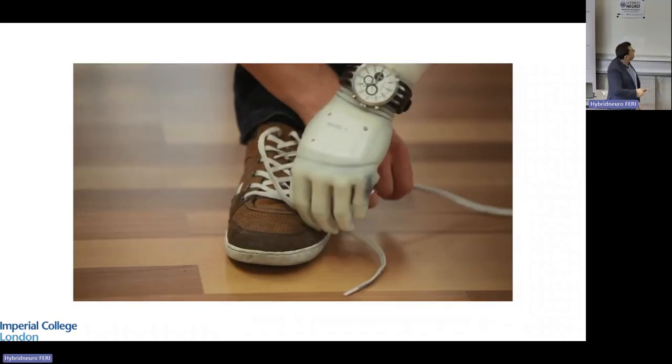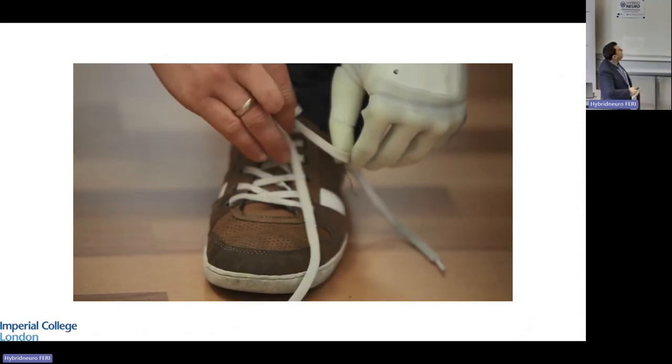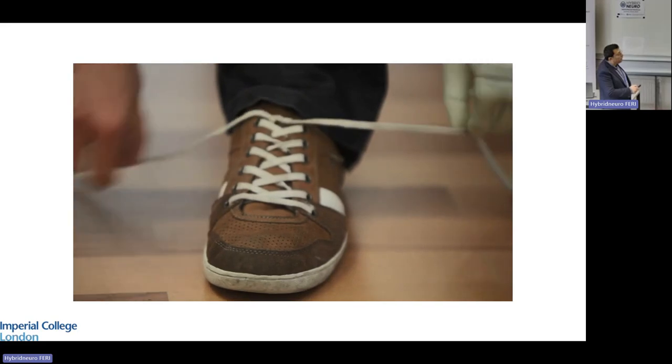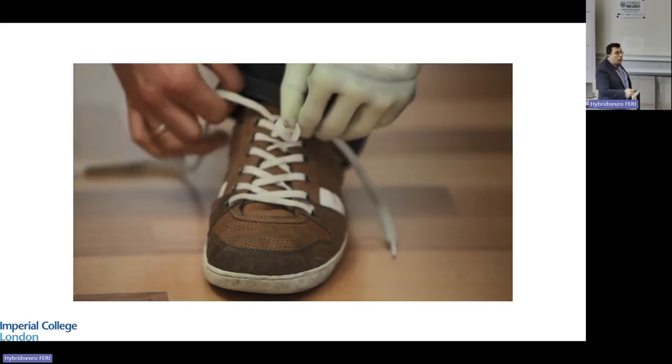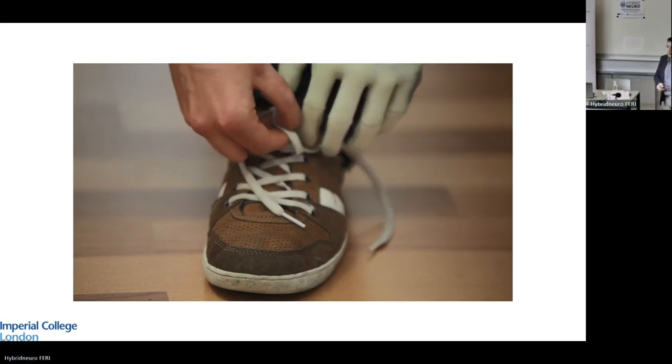And here you can see another of these patients. It was a case series of three patients. And this other patient is using his robotic hand. He's using his robotic hand just for support, as you can see. But this is far superior to what he could do with his previous hand. All right?